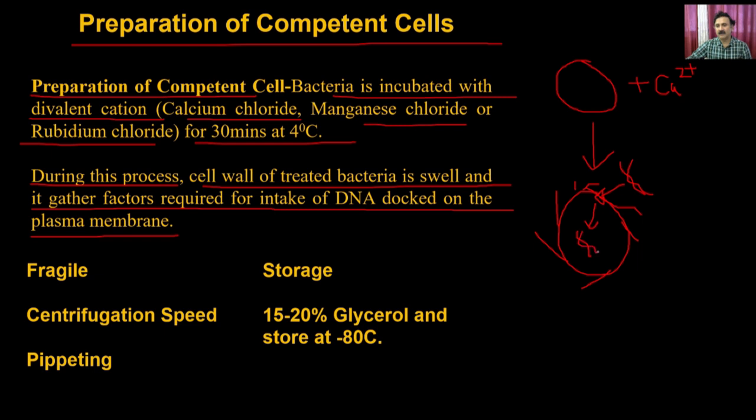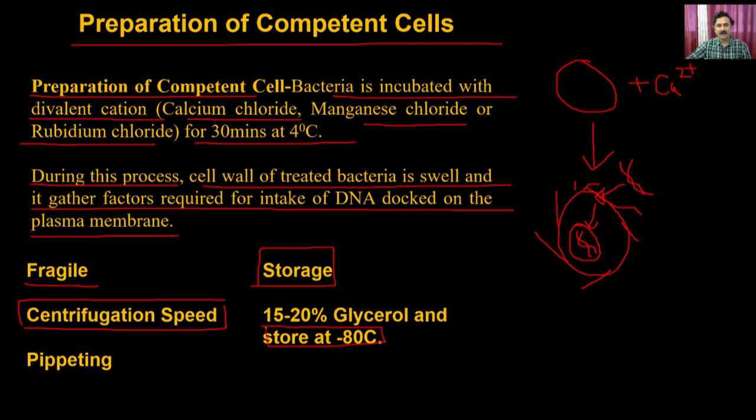And once the DNA docks onto the cell surface, it is taken up inside. And once the DNA is inside, it is going to express the gene, because this is a bacterium where everything, the cellular machinery, is present within the cytosol as well. The only thing is these cells are very fragile, so they have to be stored very carefully. Their centrifugation speeds should be very low, and you can store them at -80 with the help of glycerol, and the pipetting has to be done very gently for these cells.